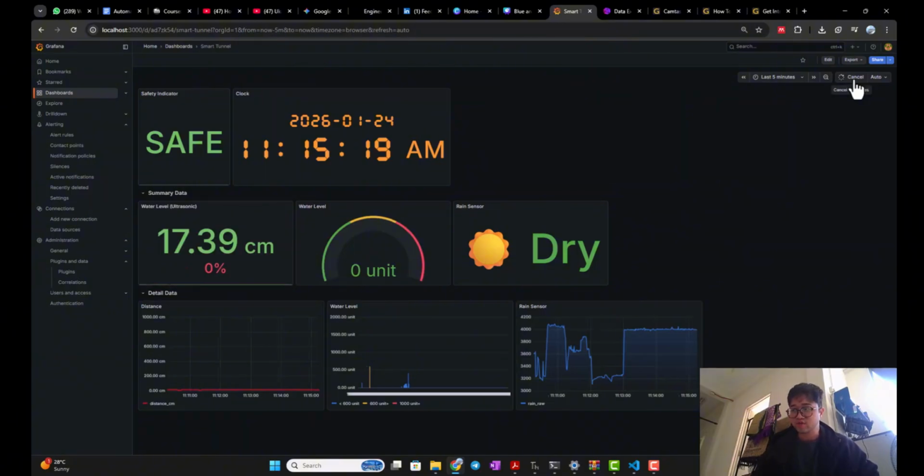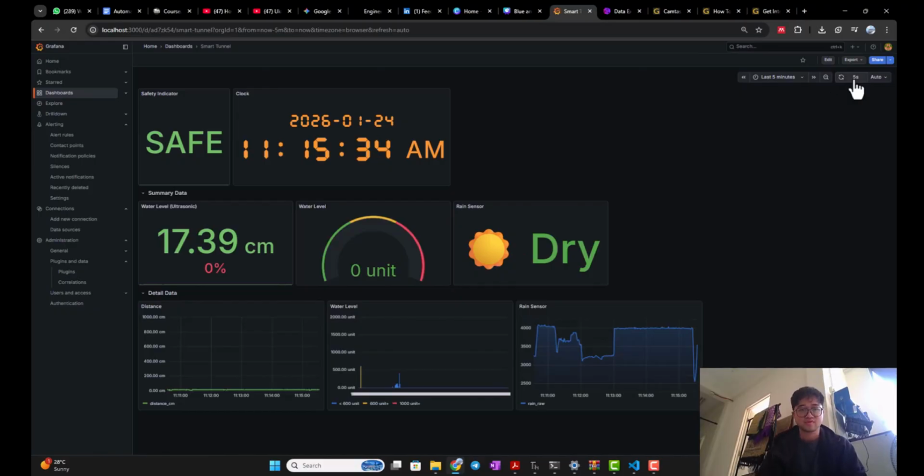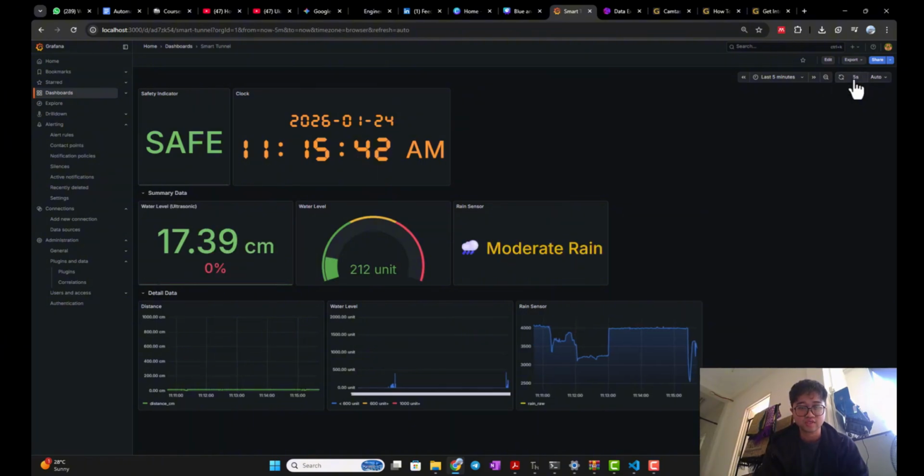If nothing happens, we'll try. But if there is a rain, it detects rain, then it will go to the heavy rain, like this. And lastly, for the water level. So it indicates now is 0 unit. If it detects the water, and then it will slowly go up to 220 units and so on.